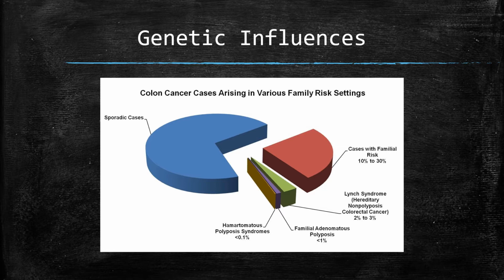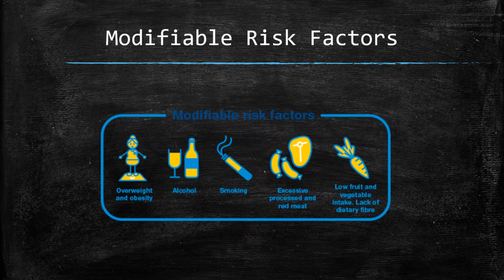The next most common situation is where one or two family members may well have the disease. So there's a familial risk, but it doesn't fit any genetic pattern. True hereditary colon cancer makes up less than 5% of all the cases. Some of the known modifiable risk factors include obesity, alcohol, smoking, and a diet rich in red meats and poor in vegetables and fiber.